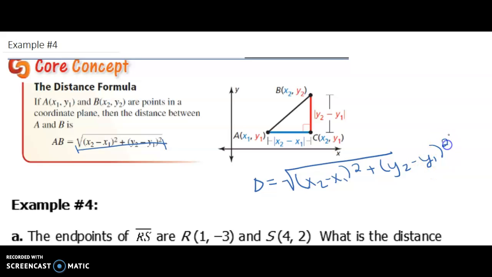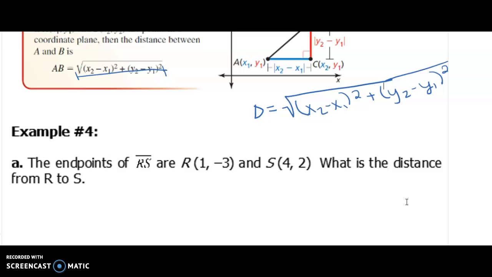y1 squared. Now, if you ever get a negative number under a square root, you did something wrong. This number will always be positive. And once again, this is just a plug and chug type of thing.